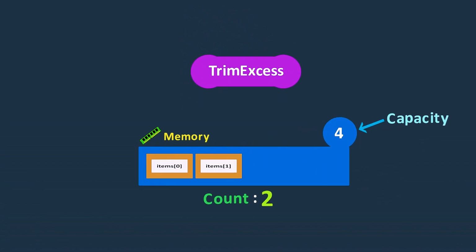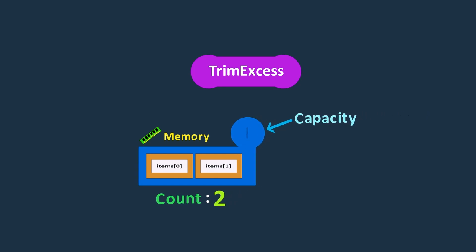Alright, the last method is the trimExcess. This method is used to optimize the memory usage of a list by reducing its internal capacity to match the actual number of elements in the list.